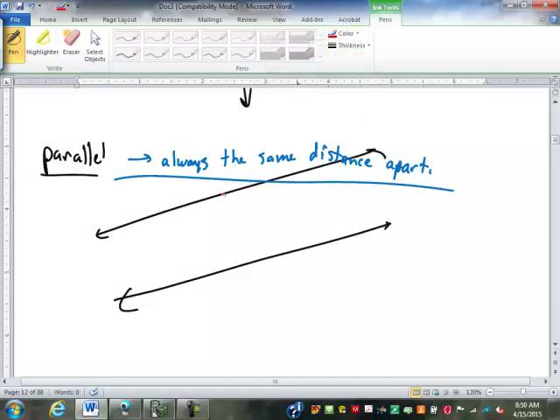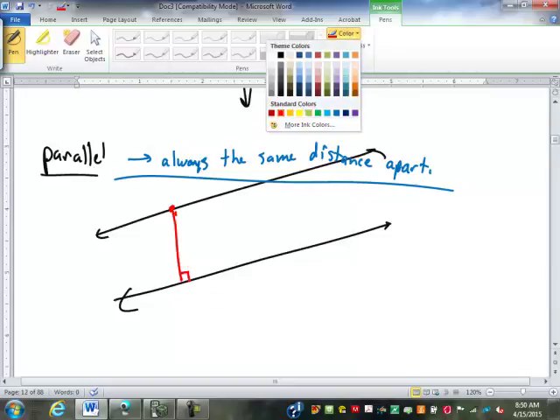Now, distance between lines is found by picking a point on one line, and then from that point drawing a line perpendicular to the other one. And the length of that line is the distance between them. Distance is always measured in perpendiculars.